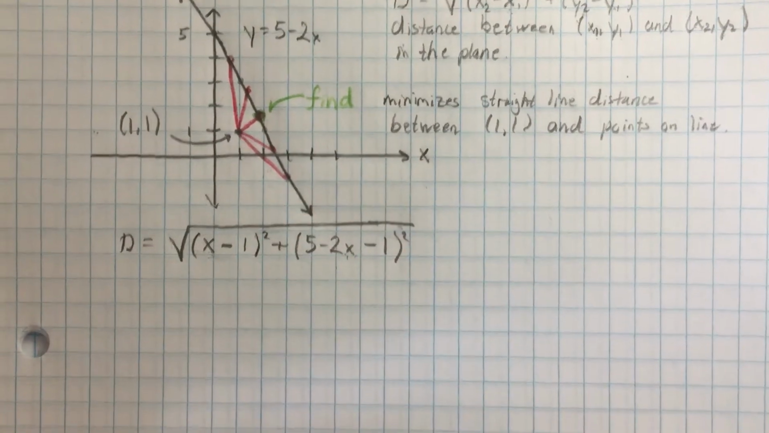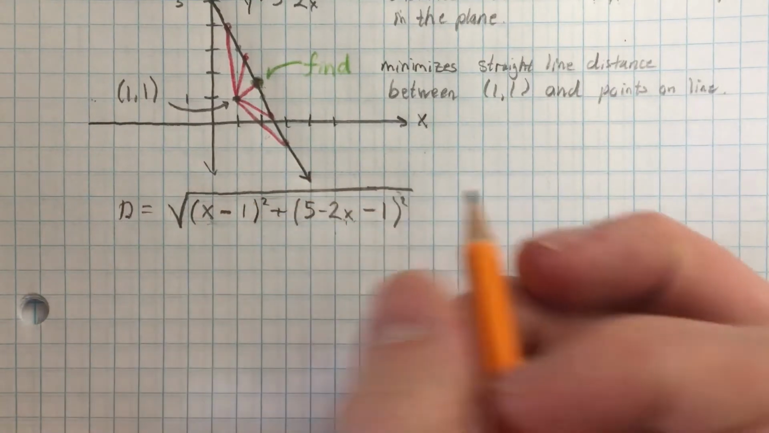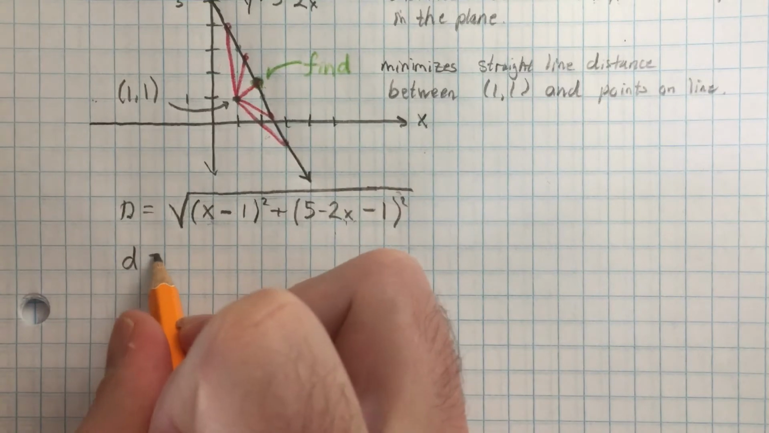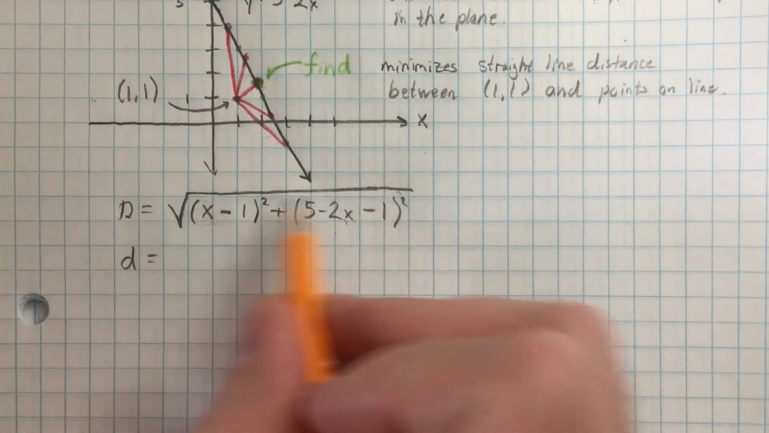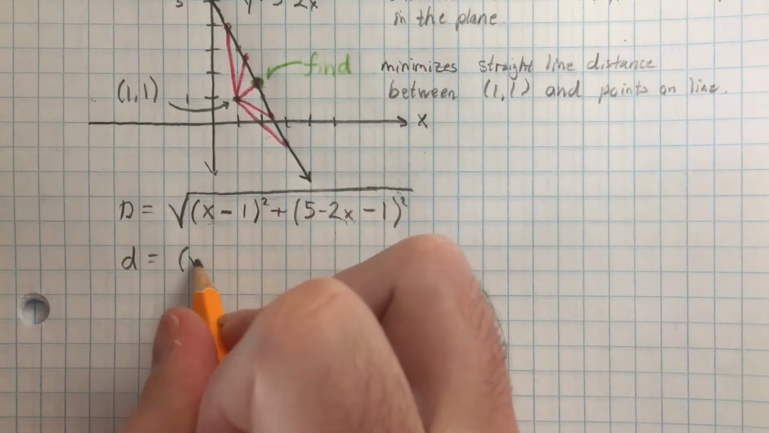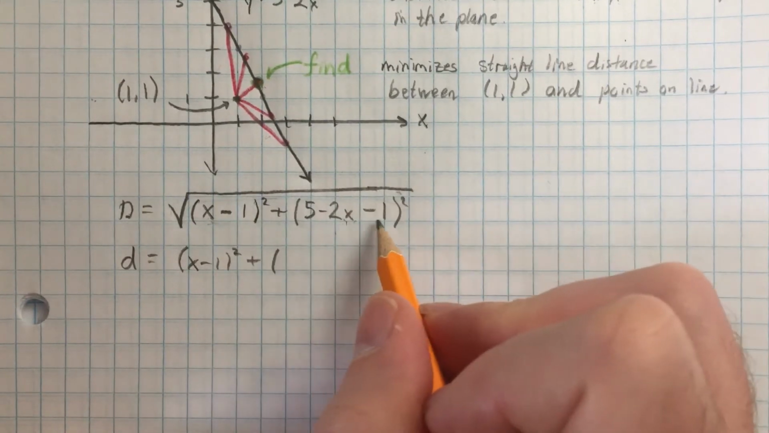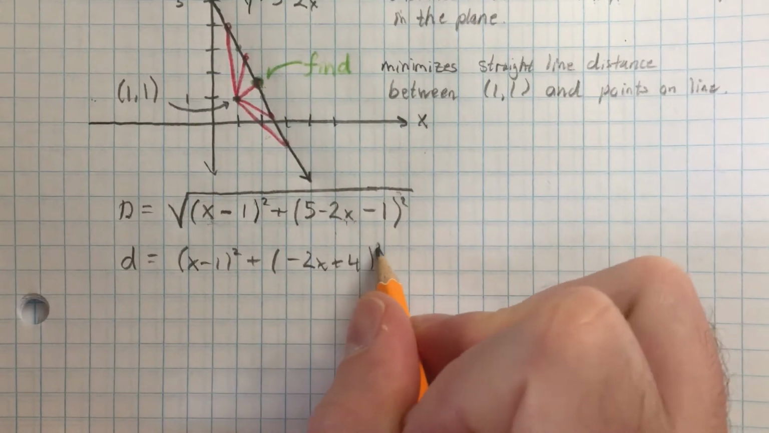I'm going to go ahead and write d again. Maybe I'll use a lowercase d. It's changed a little bit. You could use anything here, but this will be sufficient. So lowercase d, I'm going to discard the radical, and I'm going to clean up this quadratic. So we have x minus 1 squared plus 5 minus 2x minus 1, which is negative 2x plus 4, quantity squared.